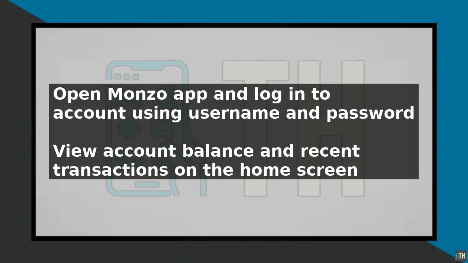First, open the Monzo app and log into your account using your username and password or fingerprint ID. Once you are logged in, you will see your account balance and a list of your recent transactions. To make a payment, tap the plus icon in the top right corner of the screen.